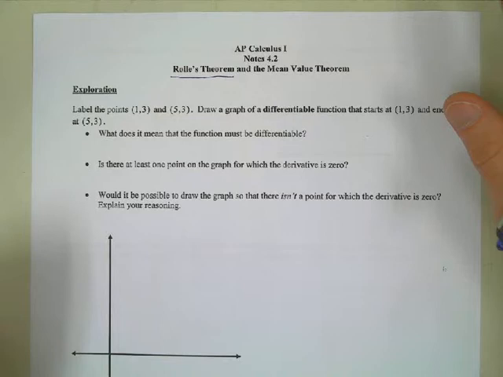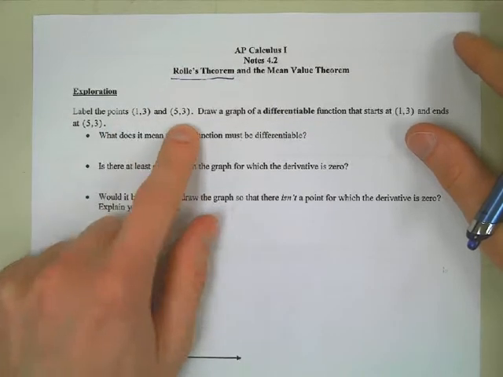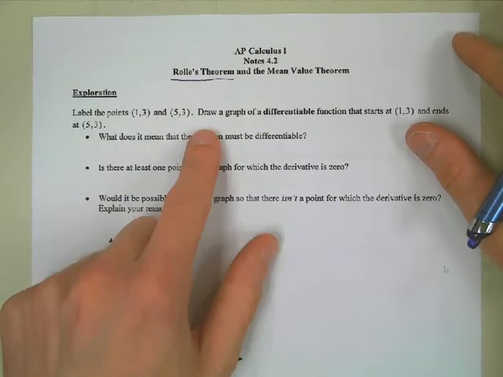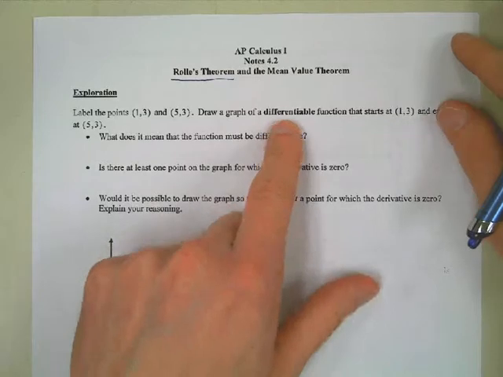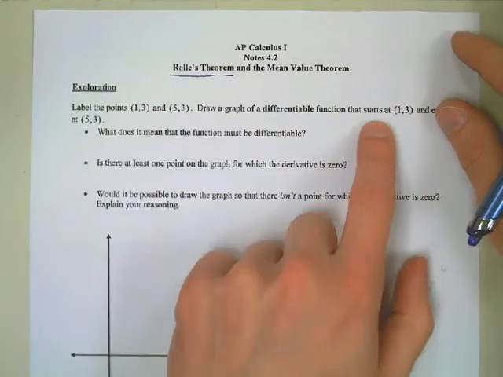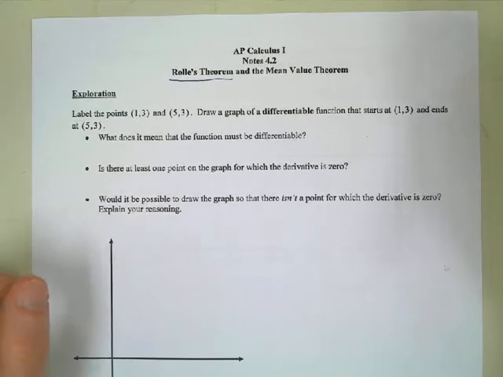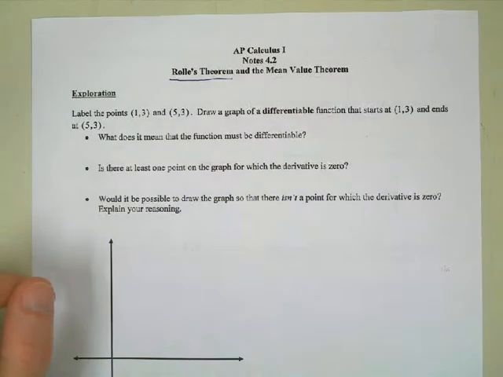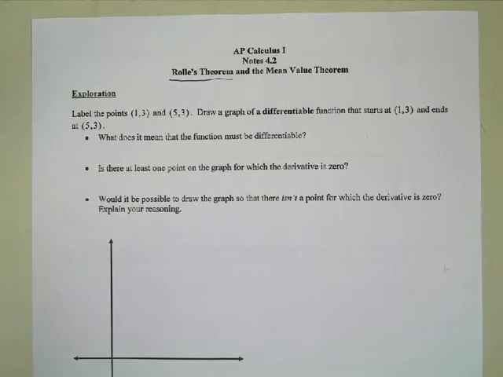For this, we're going to label the points (1, 3) and (5, 3) using this graph down here. Then I want you to draw a graph of a differentiable function that starts at (1, 3) and ends at (5, 3). First of all, let's remember, what does it mean that the function must be differentiable? How will that show up visually in your little sketches? Well, it can't be pointy. No pointy parts, and it's got to be continuous.